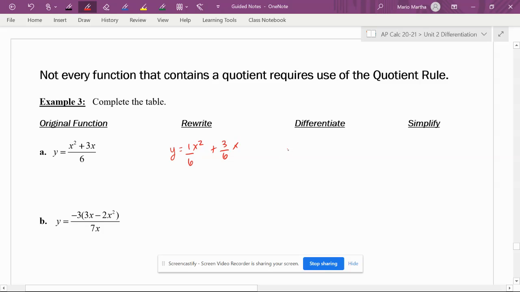So now we can find y prime, right? The constant here is 1 over 6, so that remains. And then the derivative of x squared is 2x, so times 2x. And then the derivative of x is 1. And then 3 over 6, you can always simplify that, right? We'll do that the next step. So our last simplification would be y prime is equal to 1/3 times x plus 1/2.